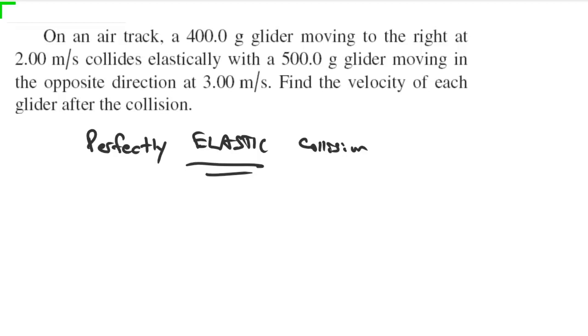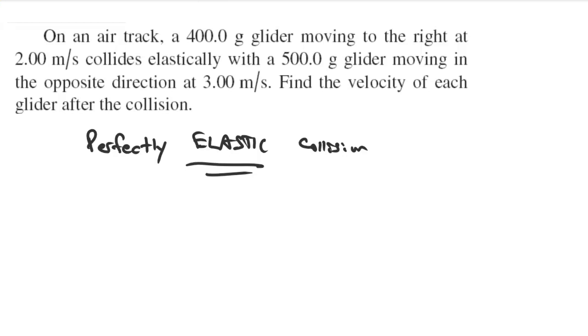So this doesn't actually happen in real life. If you have two things that collide, they're at least going to produce a little bit of noise, right? And that would be some form of conversion from kinetic energy to some other one. But some things get very close, and so we can model some things as being perfectly elastic.